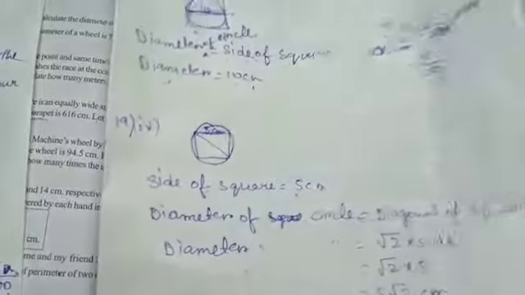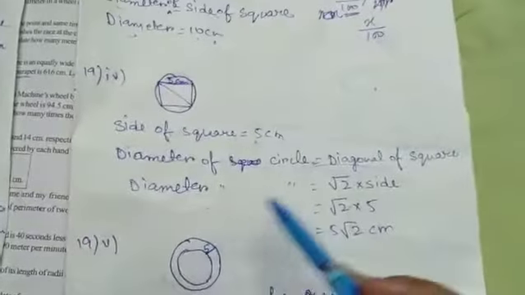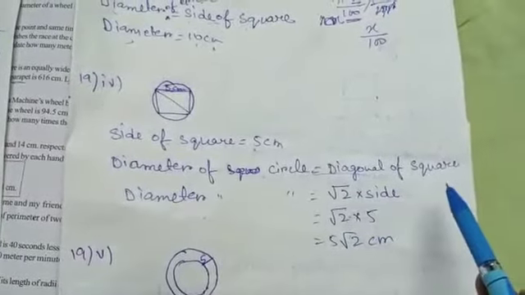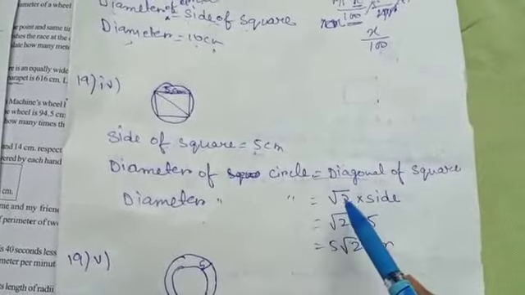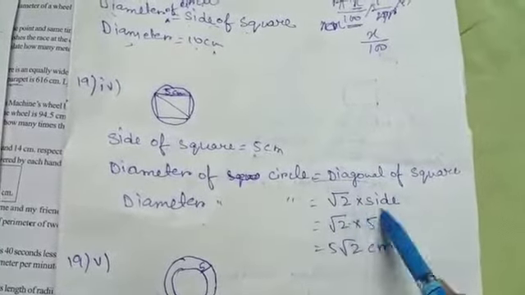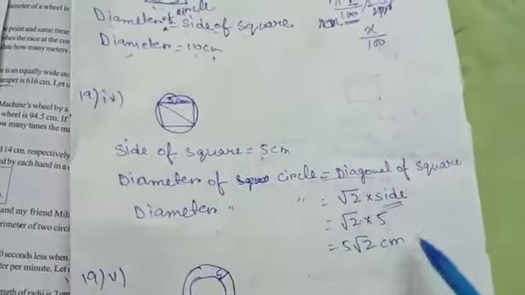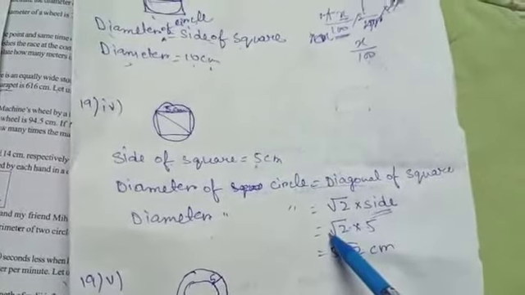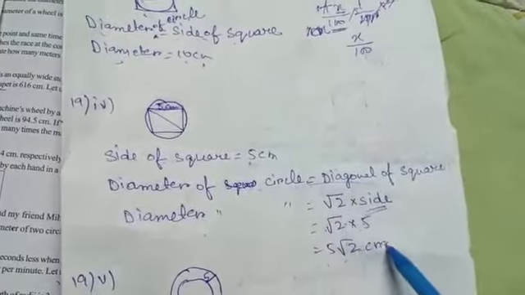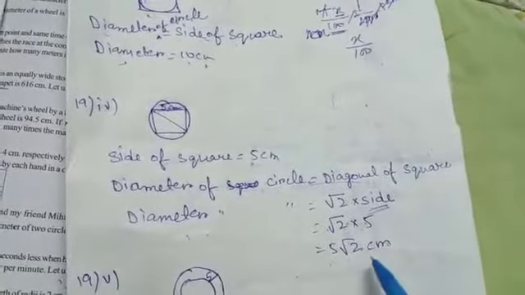When a circumscribed circle is there, what is the condition? Diameter of circle is equal to diagonal of a square. So diameter of circle is equal to root 2 into side. This is the formula of the diagonal of a square. What is the side? 5 centimeter. So the answer will be 5 root 2 centimeter. Diameter of the circle is 5 root 2 centimeter.